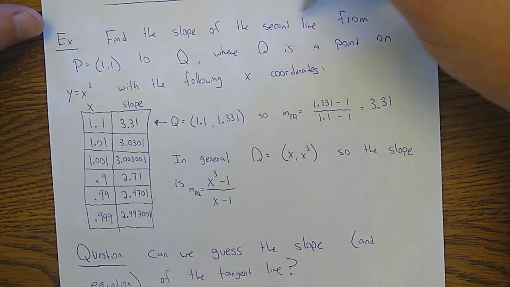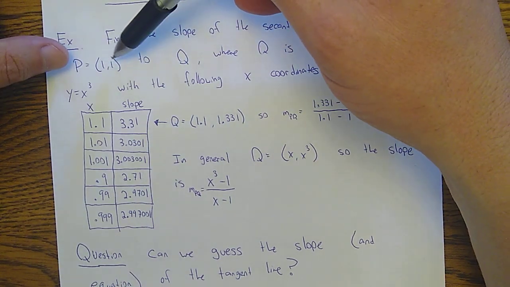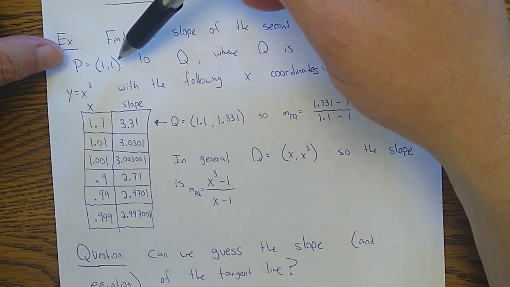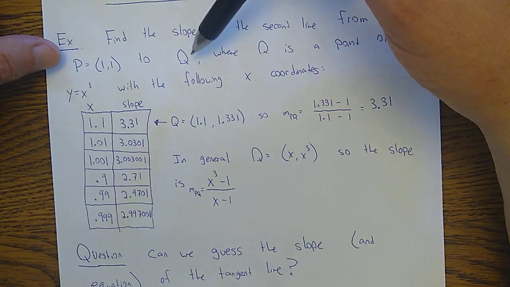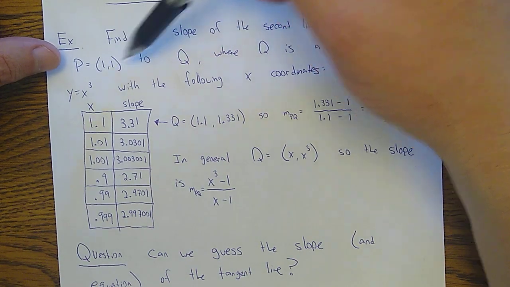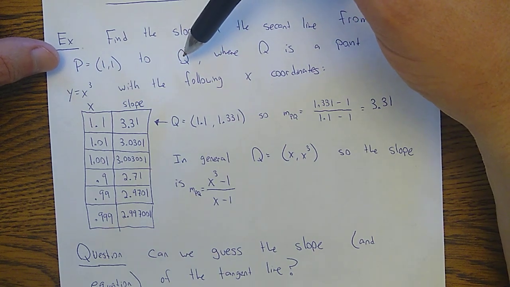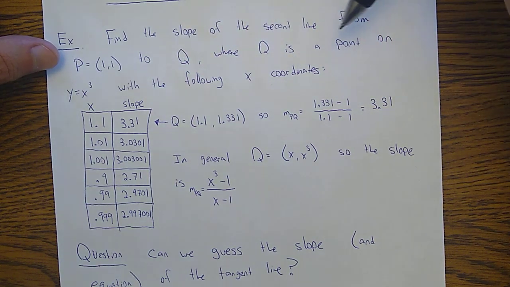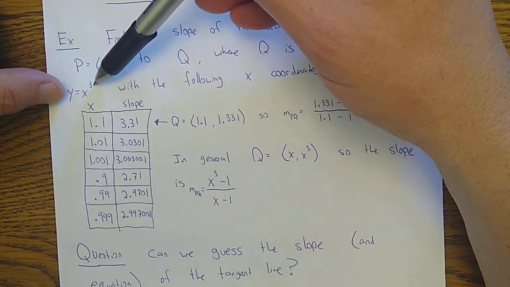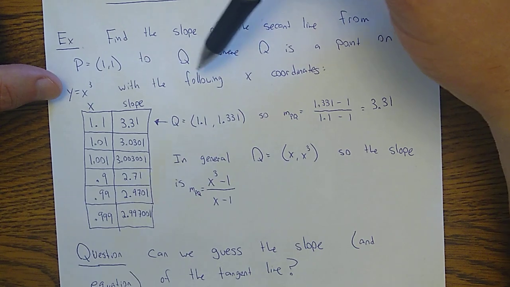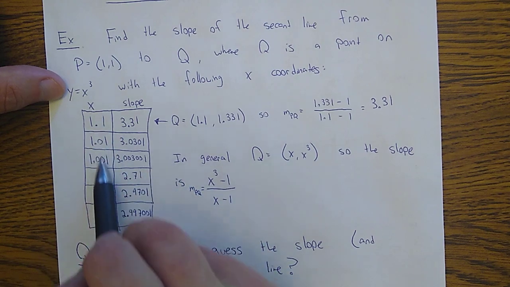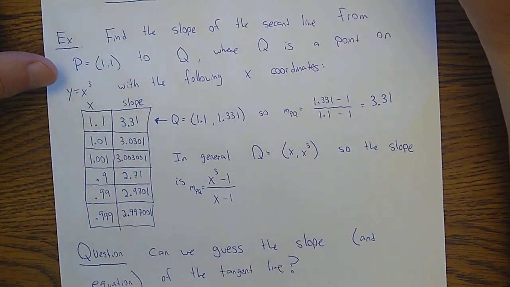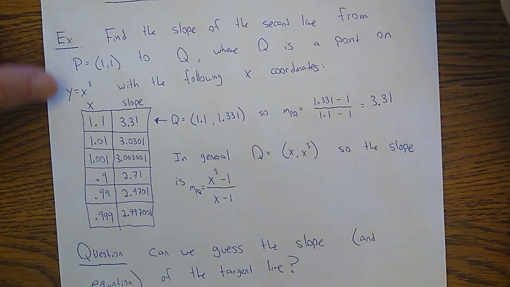For this example, we are going to find some slopes of secant lines, and it's going to be the secant line between this particular point P and Q, and Q is going to actually be several different points. P is always going to be this point, but we're going to consider several points Q. Specifically, Q is going to be a point on the graph y equals x cubed, and I'm going to give you several different x coordinates. It's going to be all of these x coordinates. I showed the work on the first one.